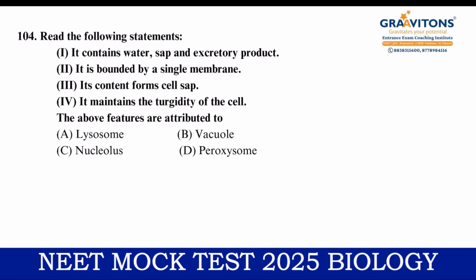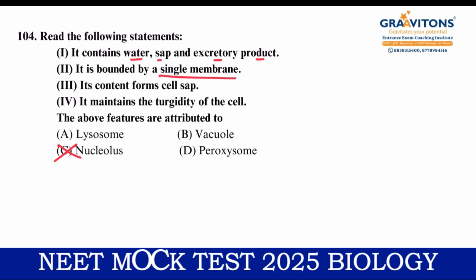Read the following statements and find out which cell organelles the above features are attributed to. The first one contains water, sap as well as excretory product, and it is a single membrane organelle. If you look at the options, this is not enclosed by any membrane, so nucleolus is out.